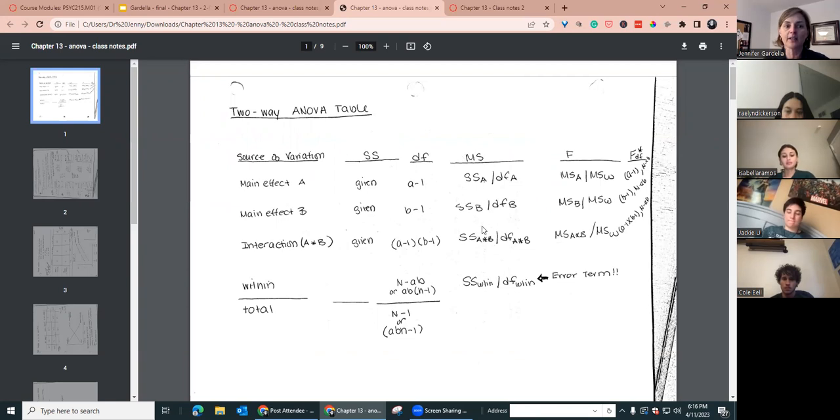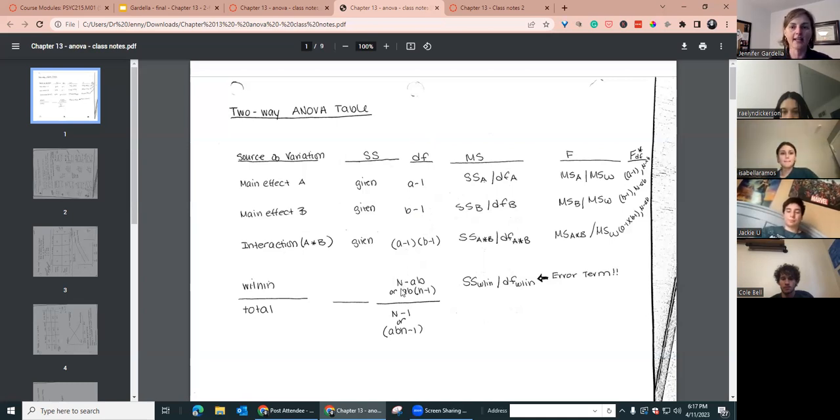Now, this mean square column is the exact same thing that we had from mean square in the one-way ANOVA table. It's just your sum of squares divided by your degrees of freedom. Oh, and let me just tell you this because I didn't include the chart here. A minus 1 is the number of levels of A minus 1. B minus 1 is the number of levels of B minus 1. Then you just multiply A minus 1 times B minus 1 for the interaction. For tonight's purposes, these are all going to be 1.